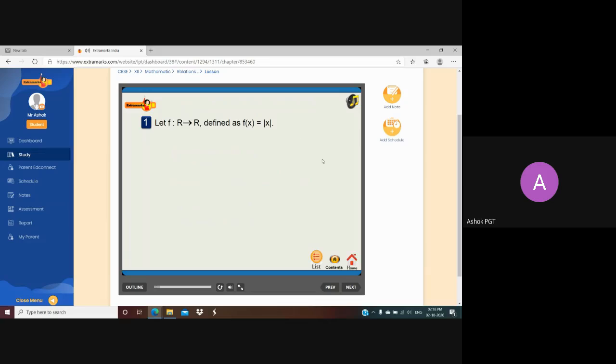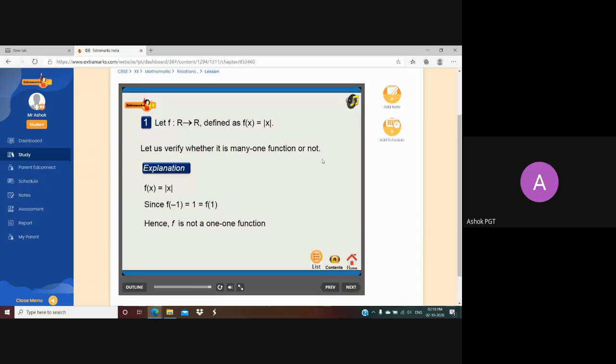Let f be a function from R to R defined as f(x) equal to mod x. Let us verify whether it is a many-one function or not. We observe that f(-1) and f(1) both have the same value, which is 1, under f. Hence, f is not a one-one function, or f is a many-one function.